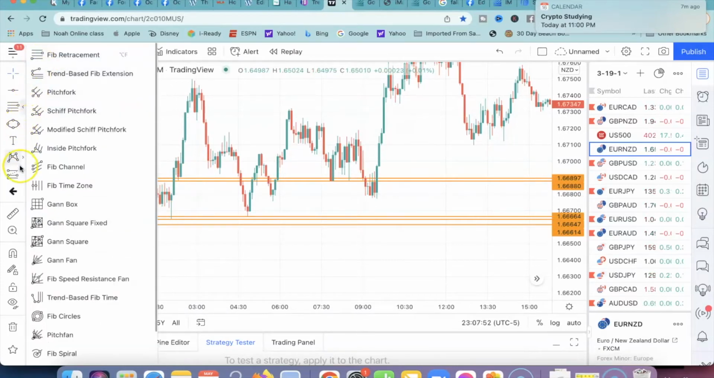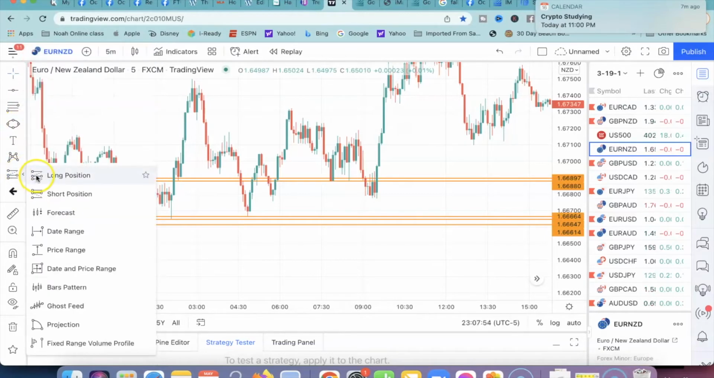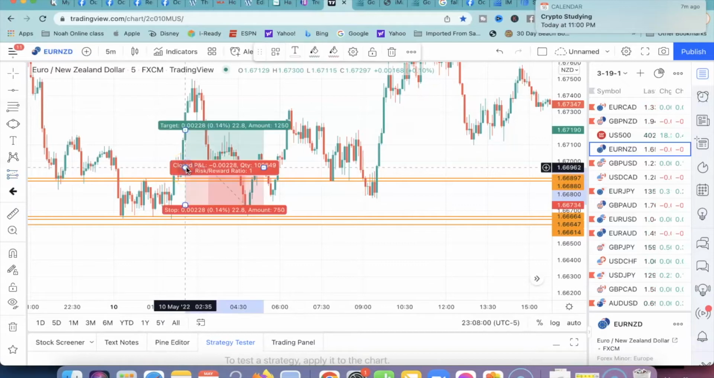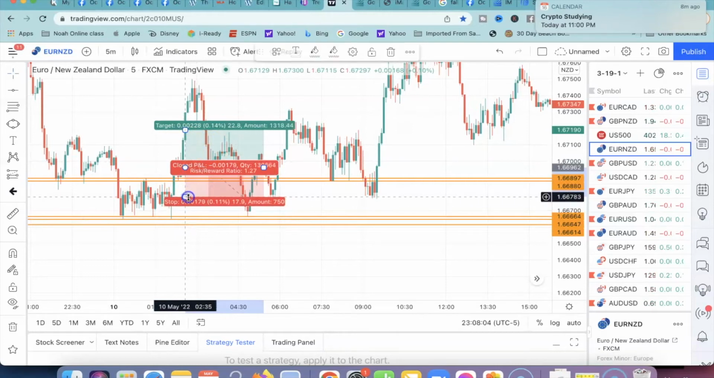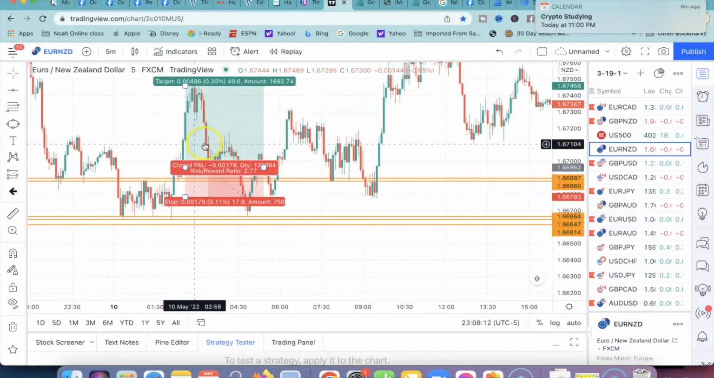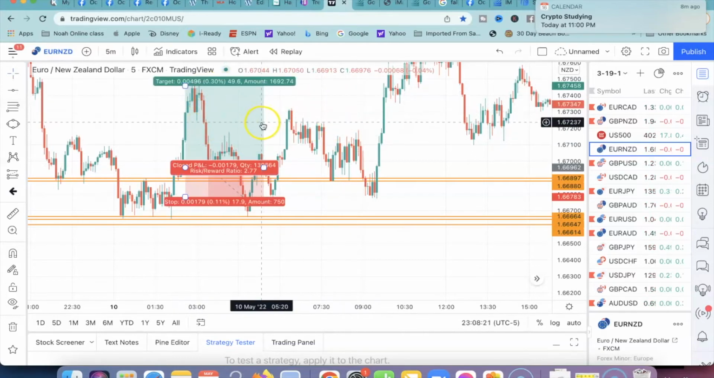And I'm going to show short and long position. We go long, you enter right here. Stop loss there. TP there. That's a 1 to 2.7, almost a 1 to 3, right? 17 pips to gain 49 pips, or 50 to gain 18, whatever. So that's what you're looking at.